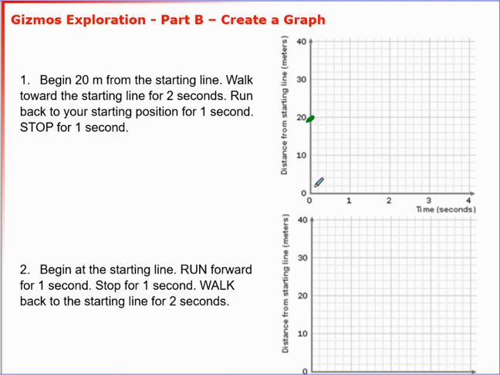So 1, 2. So we could really put this anywhere we want here. There's nothing that tells us how much time he went. So let's just say he didn't quite get to the start line. He made it to here or something like that. Again, it could be anywhere. All right, then he ran back to the starting position in 1 second. So he took 2 seconds to get here, 1 second to get back to the start. Remember, this was the start position. And then he stops for 1 second.